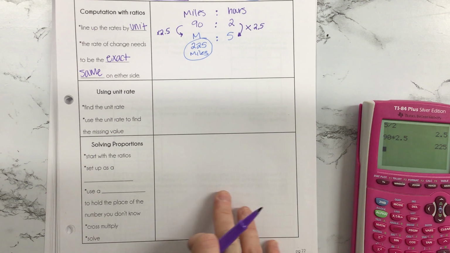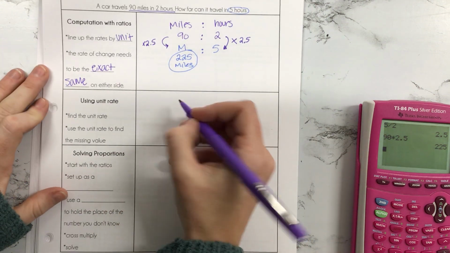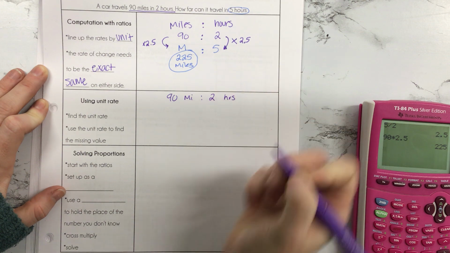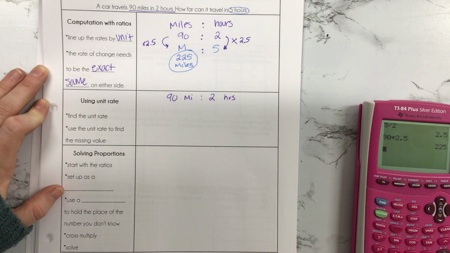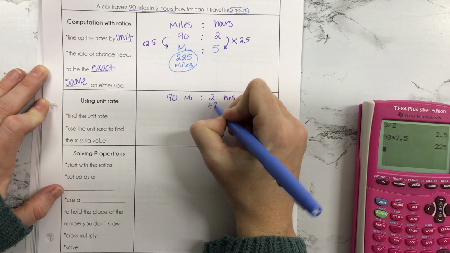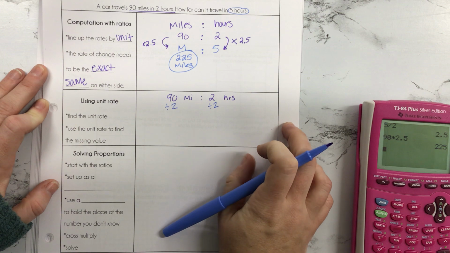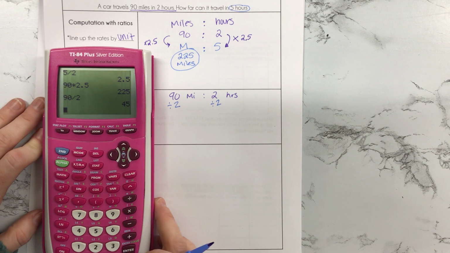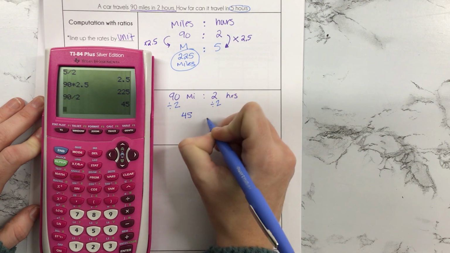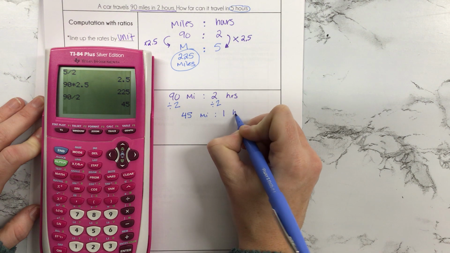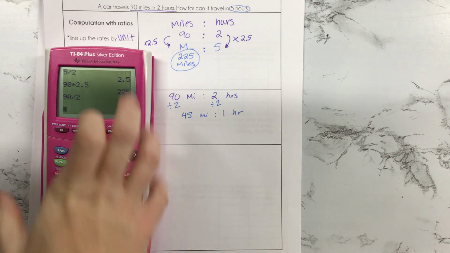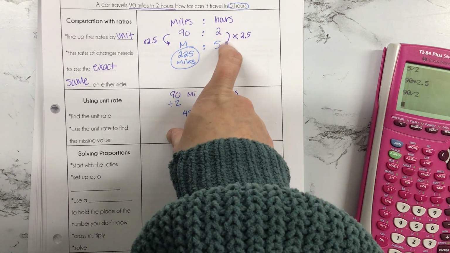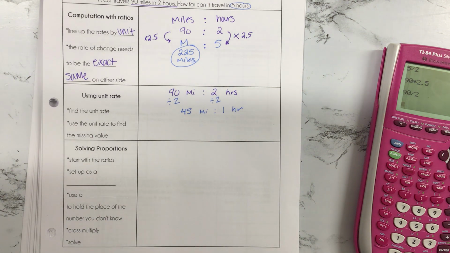All right, another way would be to use the unit rate. So if we travel 90 miles in 2 hours, you always divide by what you want one of. So to find the mile distance per hour, we're going to divide by 2. 90 divided by 2 is 45. Okay, so 45 miles per hour. And I kind of prefer this one over this method because, you know, we might not see that it's times 2.5. Okay.